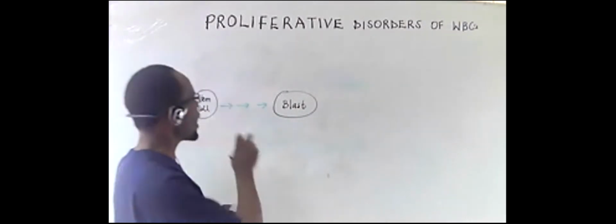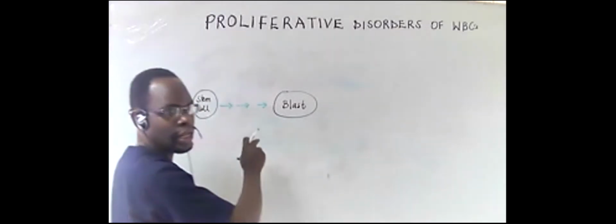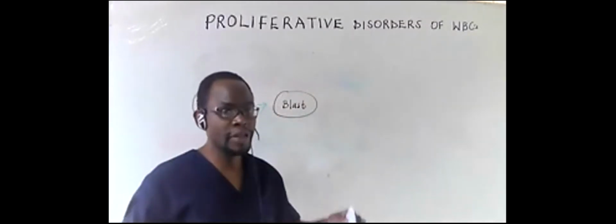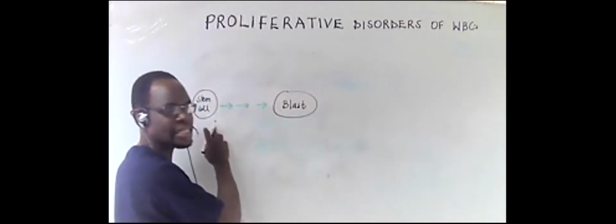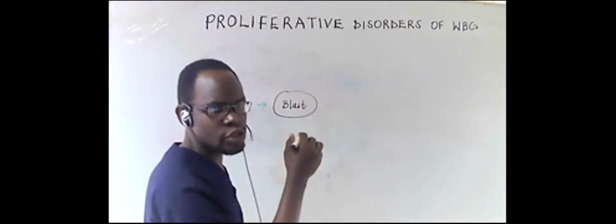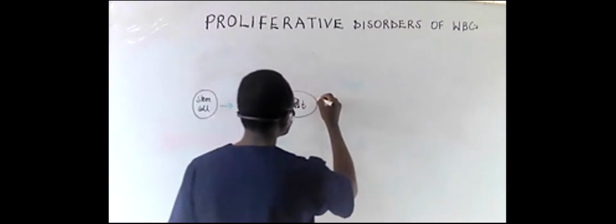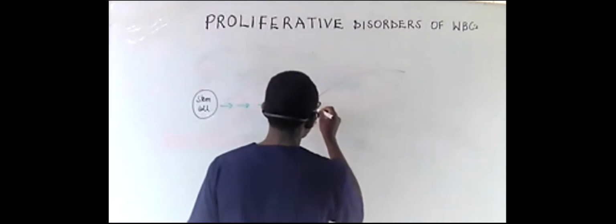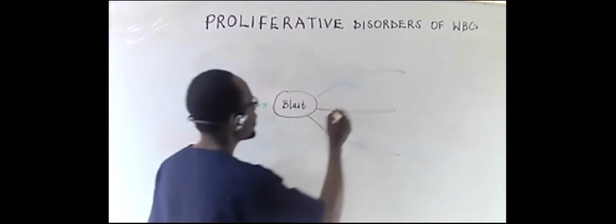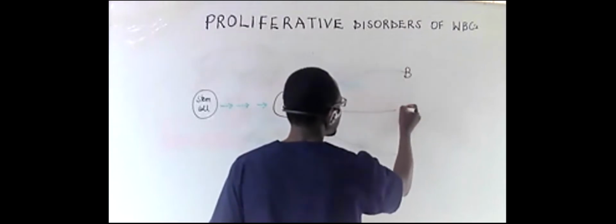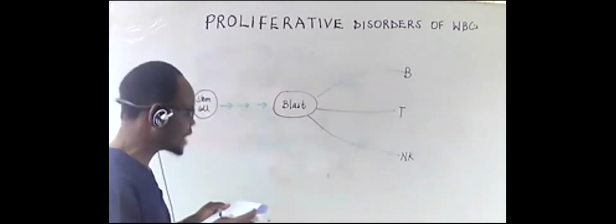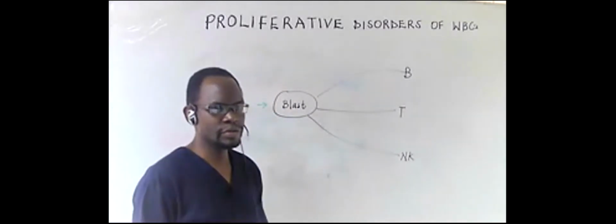Now, if we are talking about the lymphoid stem cells, this is our lymphoid stem cell. What will it give rise to? All right, so it gives rise to the B cell, the T cell, and the natural killer cells.